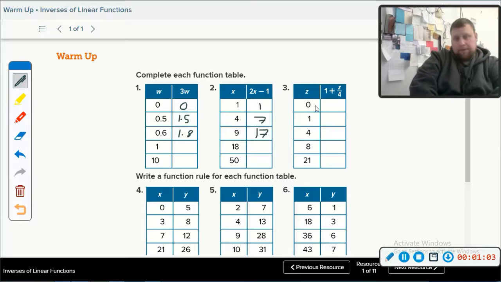Last one's right here. See, it's 1 plus z divided by 4. So if z is 0, 1 plus 0 over 4, that's just 1, right? Because 0 fourths is 0. 1 plus 1 fourth, well, that'd be 1.25. That'd just be 1 1/4 or 1.25. Well, 4 divided by 4 is 1, and 1 plus 1 is 2. You just kind of keep going like that.